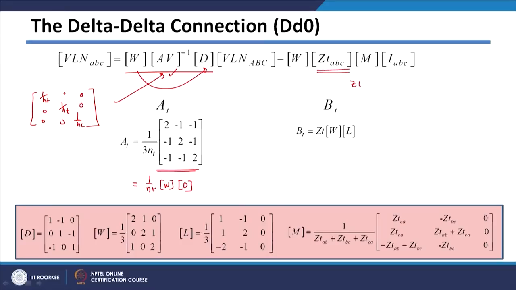And then from this side, if I am considering Z_TAB equal to Z_TBC equal to Z_TCA equal to Z_T, I can take Z_T common out from this expression, keeping W and M as it is. But we have seen that whenever this condition is getting satisfied, W will be replaced by L. So, B_T parameter will be Z_T multiplied by W multiplied by L, where all these matrices are defined here.